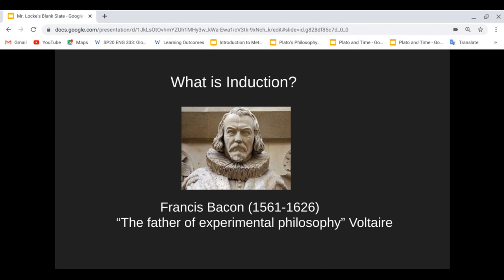And I allude here in passing to Francis Bacon, 1561 to 1626, who Voltaire calls the father of experimental philosophy. Bacon did a lot of amazing things. Very interesting figure. We're not going to look at him here very much, but I mentioned him in passing. He's certainly a philosopher worth investigating.